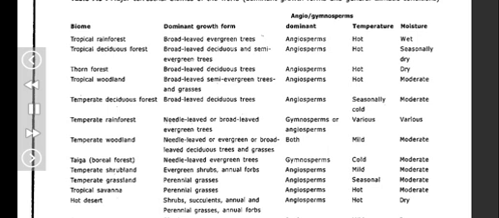Taiga, boreal forest: needle-leaved evergreen trees, gymnosperms, cold, moderate. Temperate shrubland: evergreen shrubs, annual forbs, angiosperms, mild, moderate. Temperate grassland: perennial grasses, angiosperms, seasonal, moderate. Tropical savanna: perennial grasses, angiosperms, hot, moderate. Hot desert: shrubs, succulents, annual angiosperms, hot, dry. Cold desert: perennial grasses, annual forbs, shrubs, angiosperms, mild, dry. Alpine shrubland: deciduous shrubs, angiosperms, cold, moderate. Alpine grassland: perennial grasses, angiosperms, cold, moderate. Tundra: perennial grasses, sedges, angiosperms, cold, moderate.